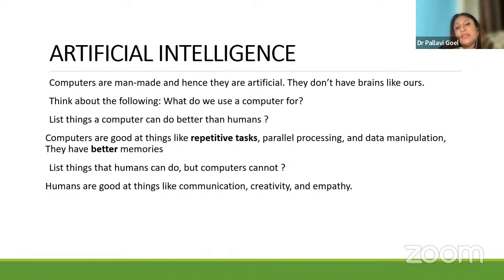Last, things that humans can do but computers cannot. Humans are good at things like communication, speaking, creativity, and empathy. Whatever I am doing as a human, communication, creativity, artificial intelligence, the computers only work on what you are feeding to that computer, right? Next slide, please.